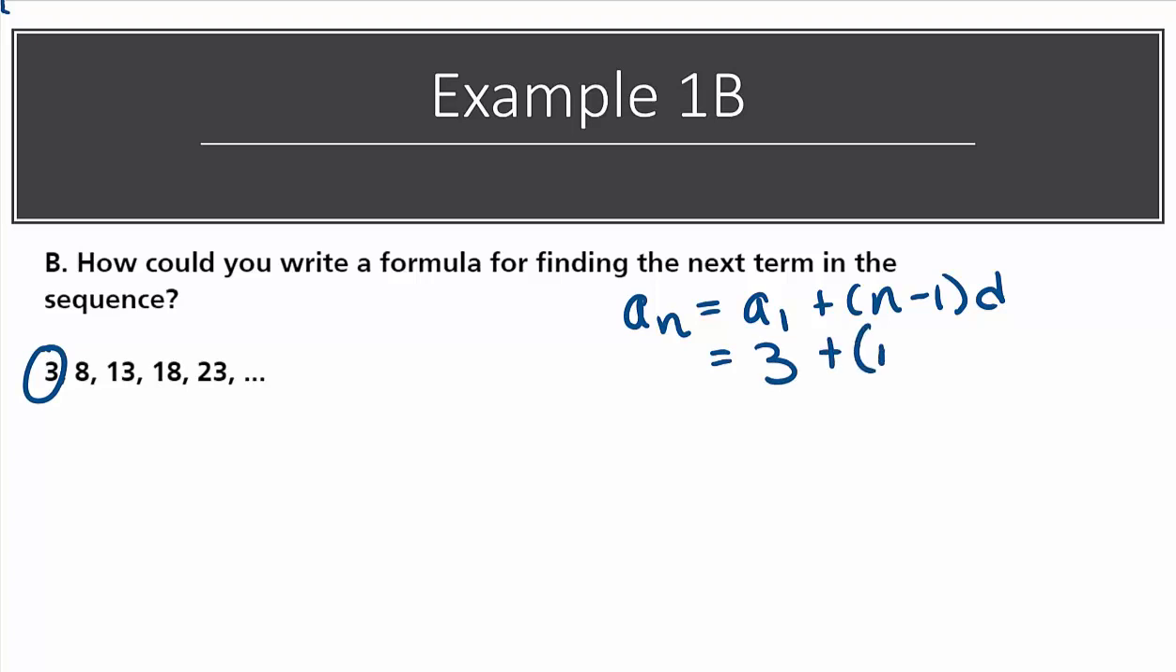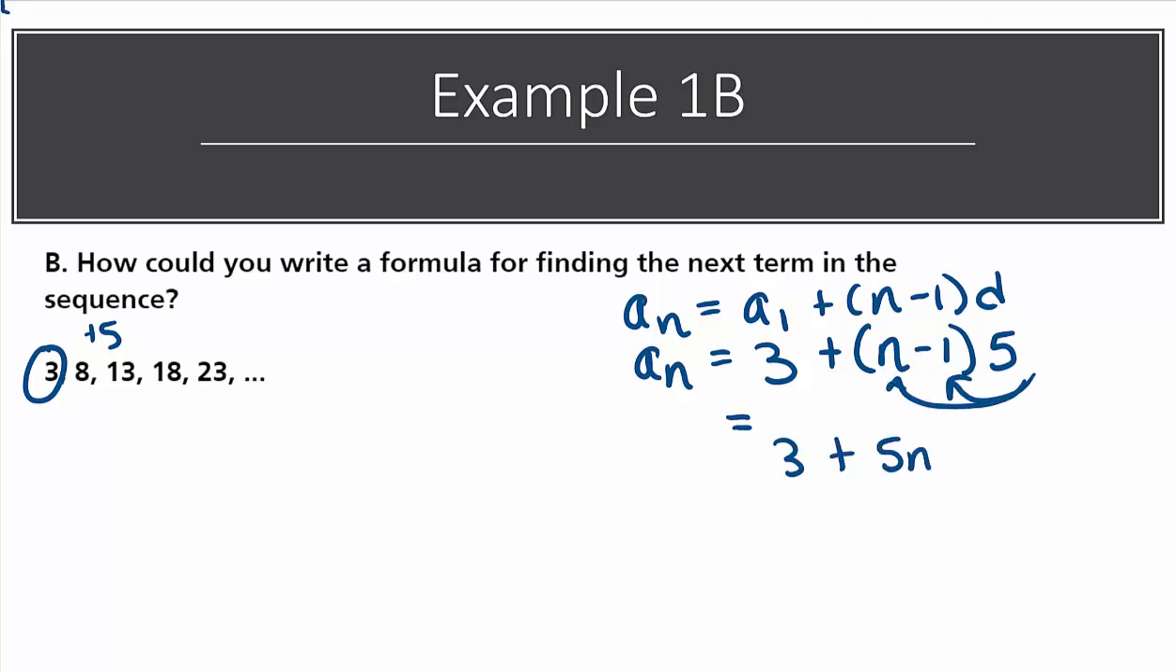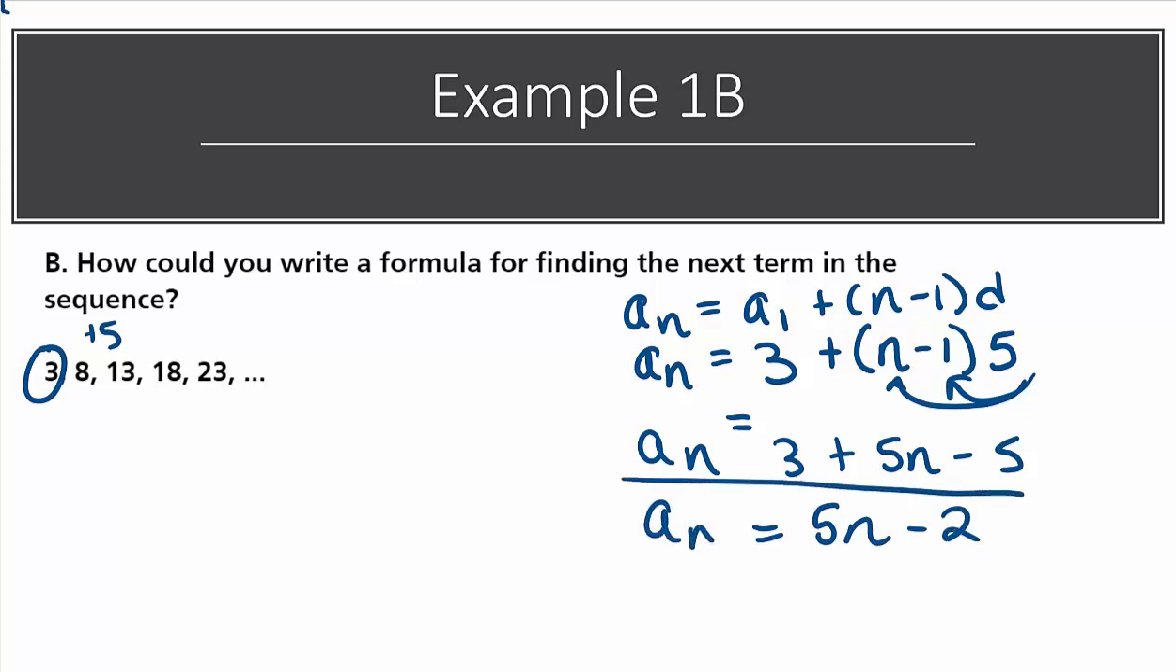n is our independent variable, so it'll change depending on which term we want to find the value of. And we already know that plus 5 is our difference. And a sub n is our dependent variable. So if we simplify, we can distribute 3 plus 5n minus 5, and then we collect like terms, we get 5n minus 2. So this is our explicit equation.